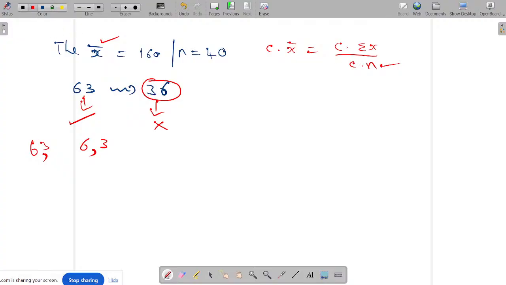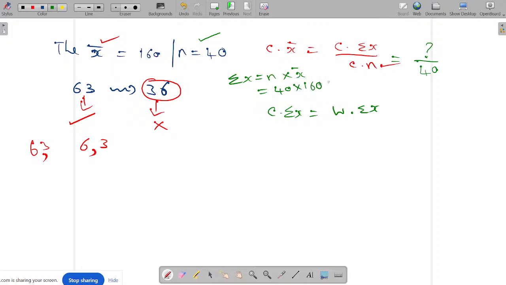So now in my problem, n is equal to 40. So this is the correct value, 40. But the summation x is the wrong value. So I need to get the correct summation x from the wrong summation x. How do we get the wrong summation x? Just now we have seen in the property, summation x is equal to n into x bar. What is n? 40. What is x bar? 160. What's the value? 6,400. I'm getting 6,400, but I have entered this wrong value.